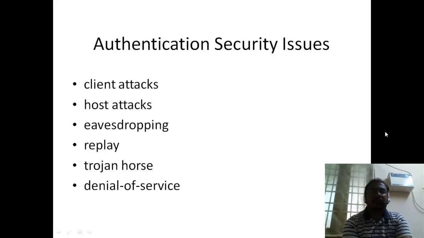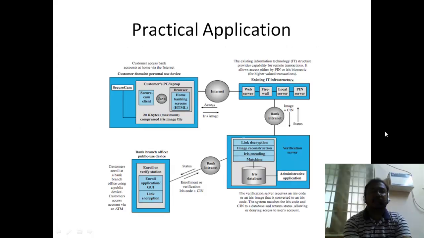So what are the authentication security issues we have? We have client attacks, host attacks, eavesdropping. Eavesdropping is nothing but hearing over something. Replay, Trojan horse, and denial of service. So this is the practical implementation of user authentication. You can just go to the diagrams.